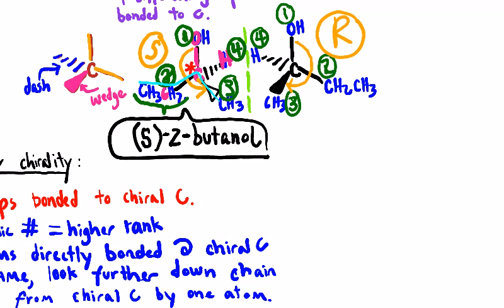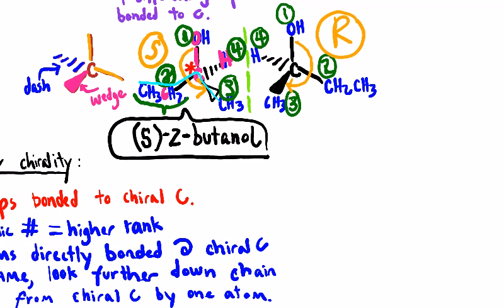But in this case, since there's only one chiral center in this molecule, it's not necessary to put that number 2 in there to indicate exactly where the chirality is, since there's only one position of this molecule that it could possibly be located at. But if you have a molecule that has more than one chiral center, then you're going to have to indicate where the chiral carbons are when you designate the R and S in the prefix of the name.